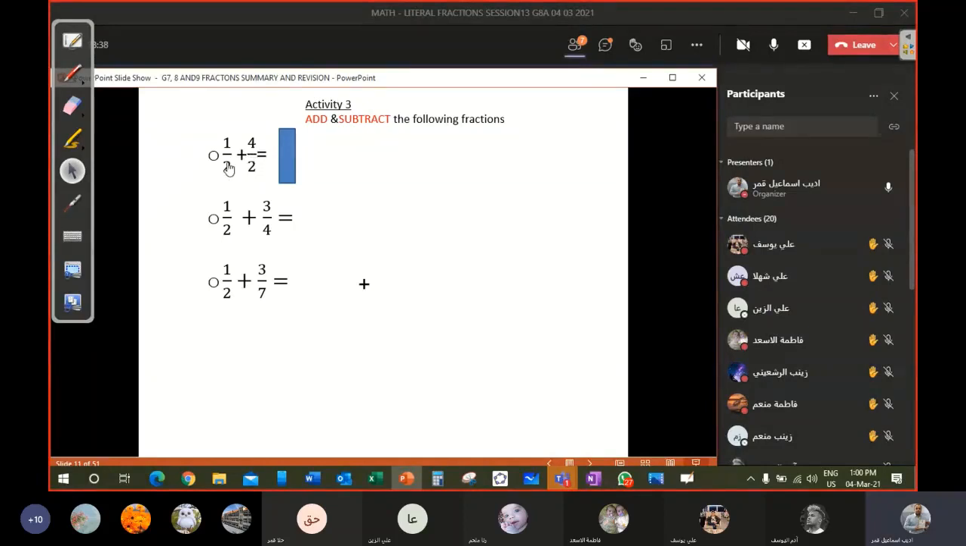They have the same denominator, so we add the numerators. 1 plus 4 is 5, and the answer will be 5 over 2. Let's continue to the other one.